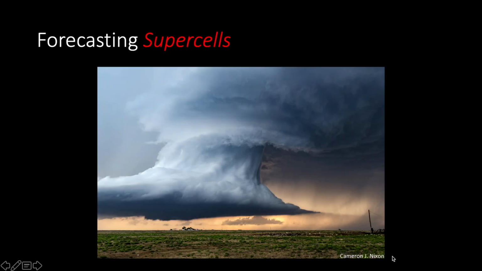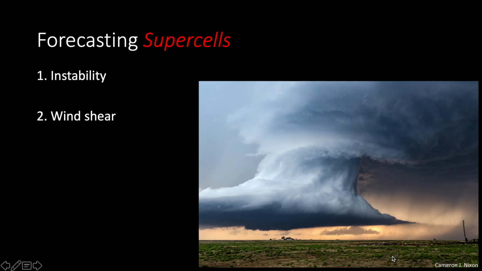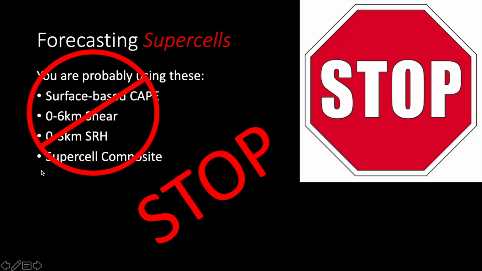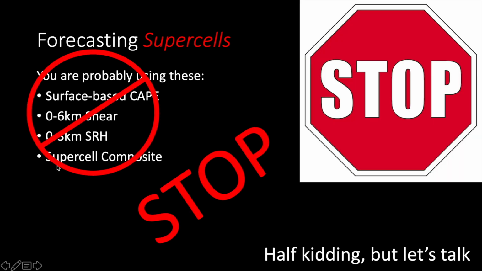But as promised, let's talk about how to forecast supercells. We need two major things while we're forecasting supercells, and that is instability and wind shear, and both of these play critical roles in forming and sculpting the supercell that you see here. So you're probably using these things to forecast supercells. I'm going to ask you to stop and at least reconsider. Let's chat about this a little bit.